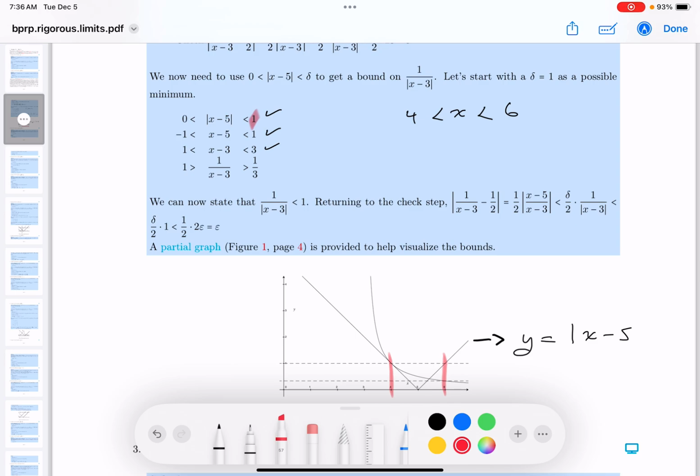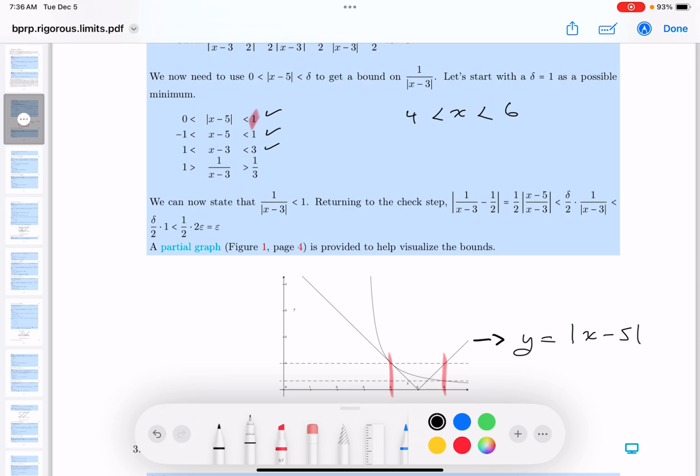And then what we did, we showed that that's true, by the way, if our absolute value of x minus 5, whoops, I made a mistake over here. If the absolute value of x minus 5 is bounded between 0 and 1, then I'm between 4 and 6. And then what I looked at, I got this thing manipulated to 1 over x minus 3, all right?